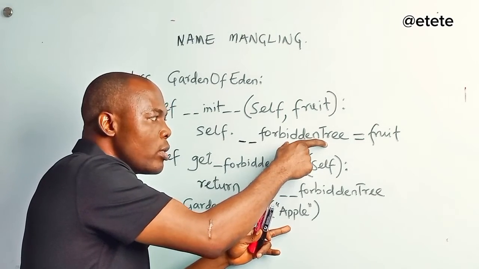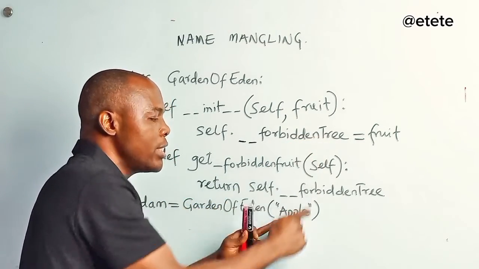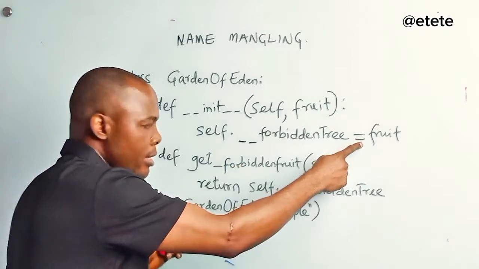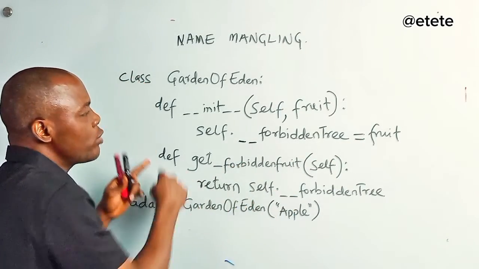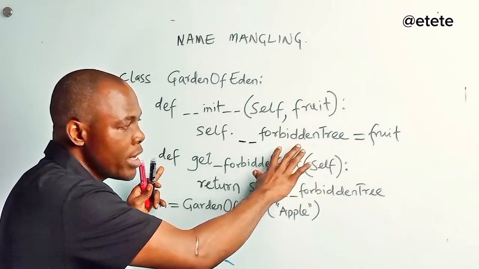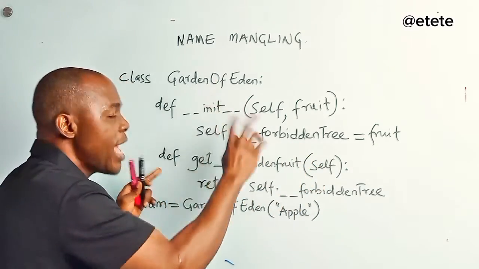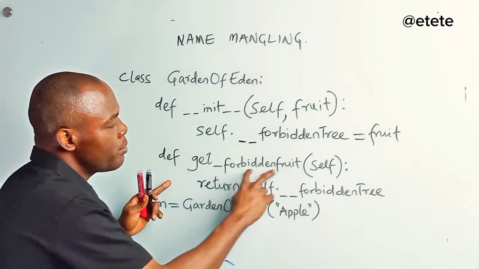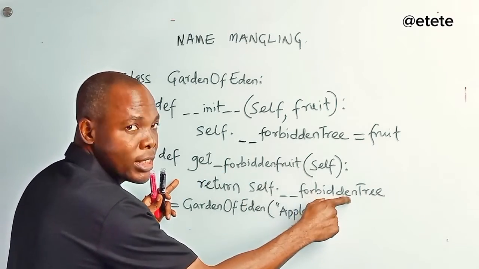So this is the forbidden tree that is holding this apple, right? Okay, now I want to access it. But if I try to access it directly, it's going to tell me it's not available, it's protected. I'm not going to be able to access it. Now, how do I access it? Using this getter method. So this get forbidden fruit is going to return this.